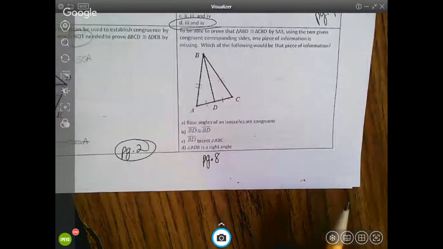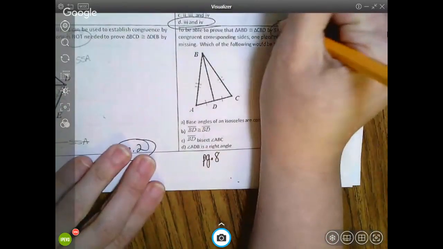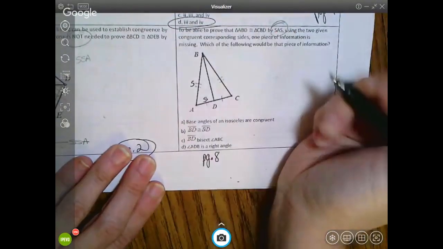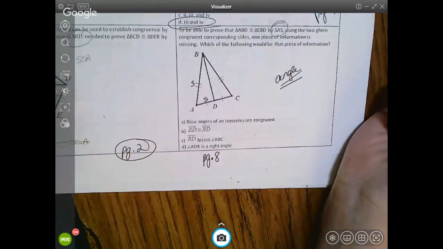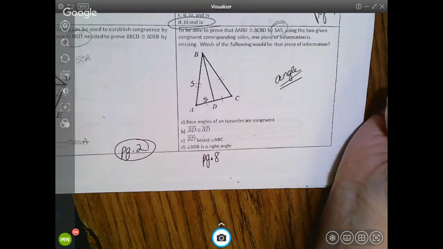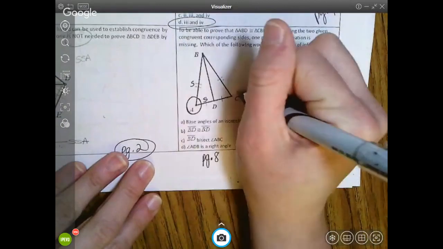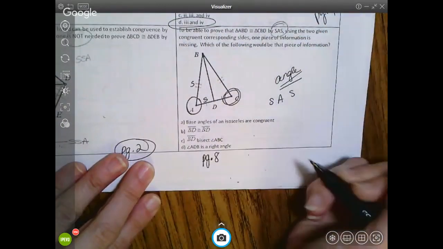Next, to be able to prove these using side angle side, one piece of information is missing. Which of the following would be that piece of information? Well, again, this says side angle side. We have a side here. We have a side here. We need to have an angle. And not just any angle. We need to have the angle that's between these 2 sides. So we need to have this angle and this angle in order for us to have side angle side.